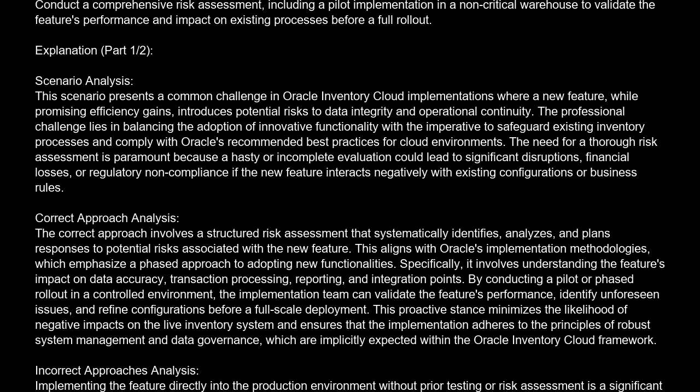By conducting a pilot or phased rollout in a controlled environment, the implementation team can validate the feature's performance, identify unforeseen issues, and refine configurations before a full-scale deployment. This proactive stance minimizes the likelihood of negative impacts on the live inventory system and ensures that the implementation adheres to the principles of robust system management and data governance, which are implicitly expected within the Oracle Inventory Cloud framework.